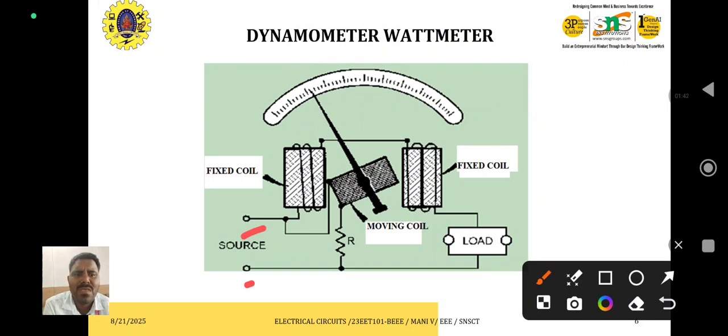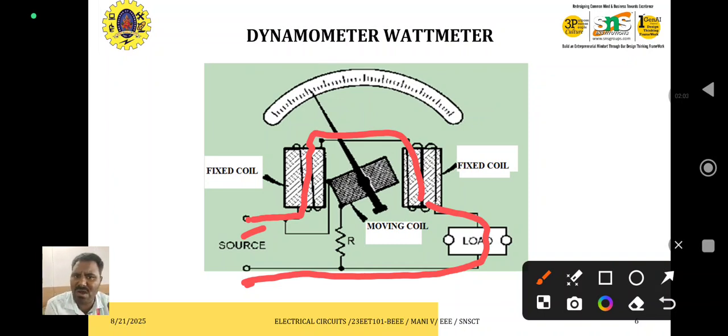The current which is entering the load comes from the line, enters the first fixed coil, then goes to the second fixed coil, and from the second fixed coil into the load, and the load is again connected with the neutral. So the current is flowing through two fixed coils. Normally it has only one fixed coil, which is divided into two. So in the wattmeter the fixed coil is divided into two sections.